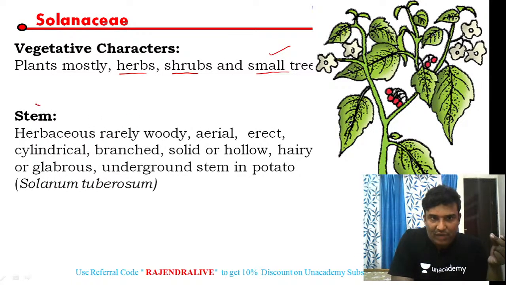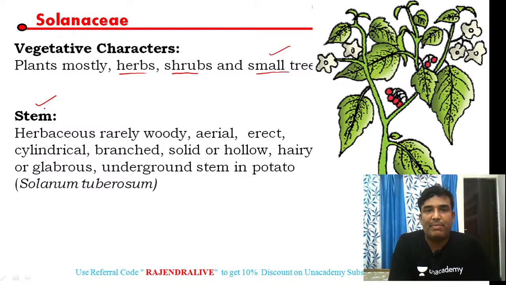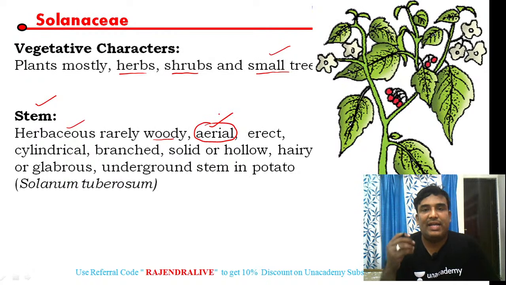If you see the nature of the stem in these Solanaceae members, they are herbaceous, and they are rarely woody. Actually, they are not woody stems; that is the reason they are rarely woody. They are growing above the ground, so they are considered aerial. They are aerial and erect. They grow straight above the soil and are not crawling on the ground. That is the reason the term erect is used here.